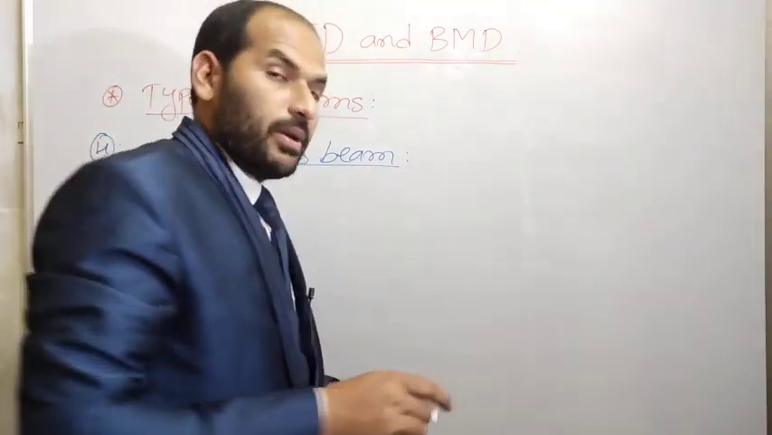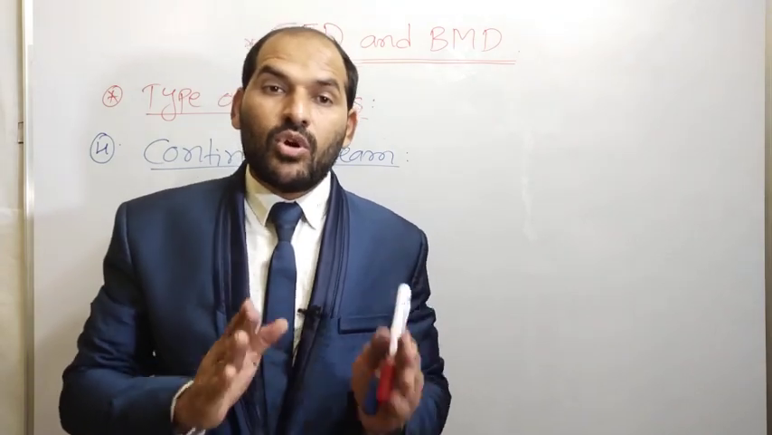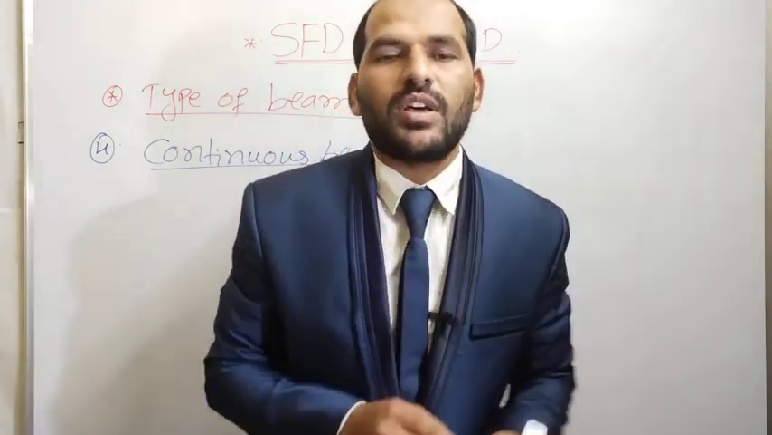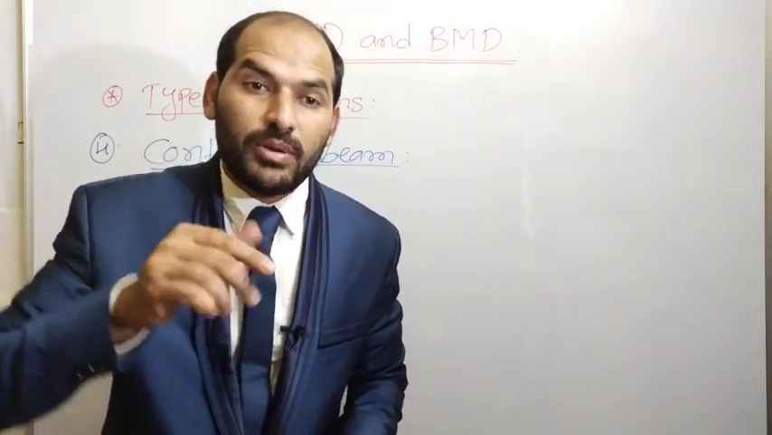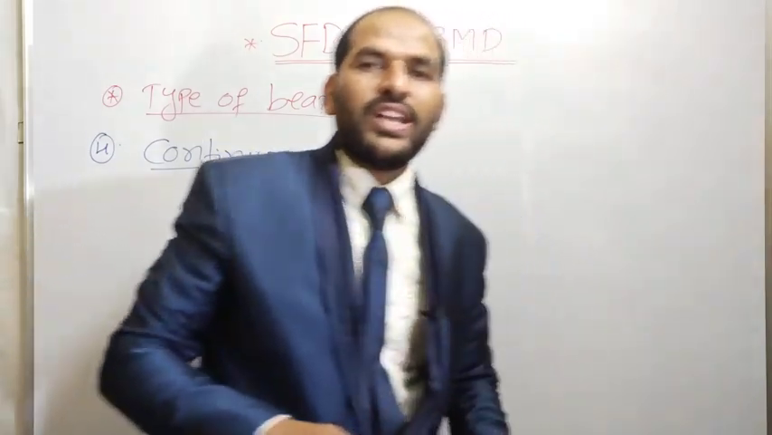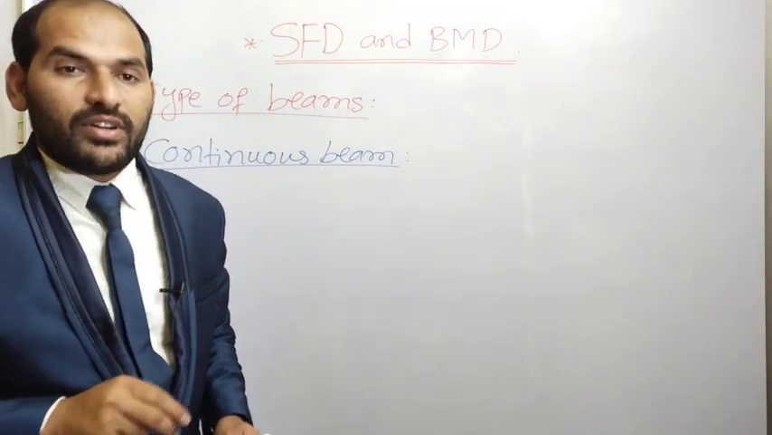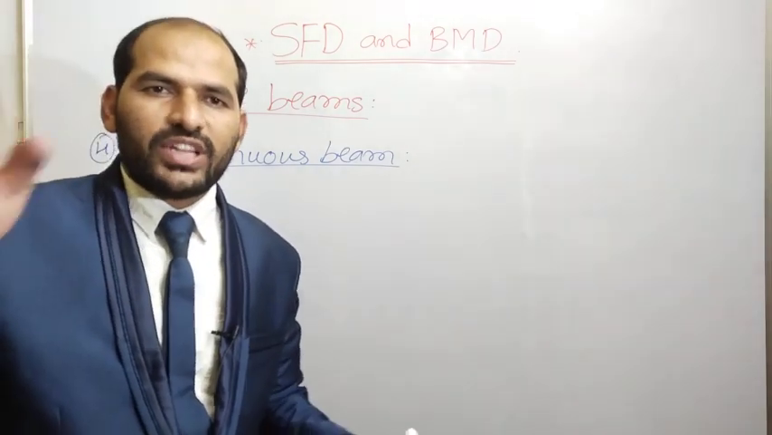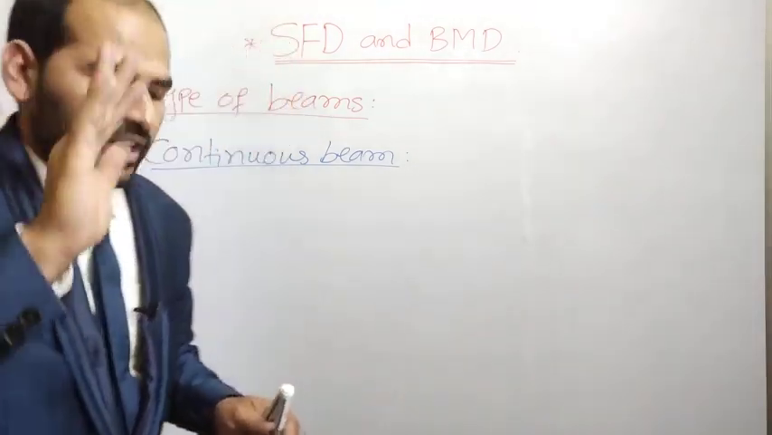Alright, so what is meant by a continuous beam? When more than two supports are provided, that is called a continuous beam. This is one support, another support, like that. So more than two supports are provided, either 3, 4, 5, or 6. These are continuous beams.